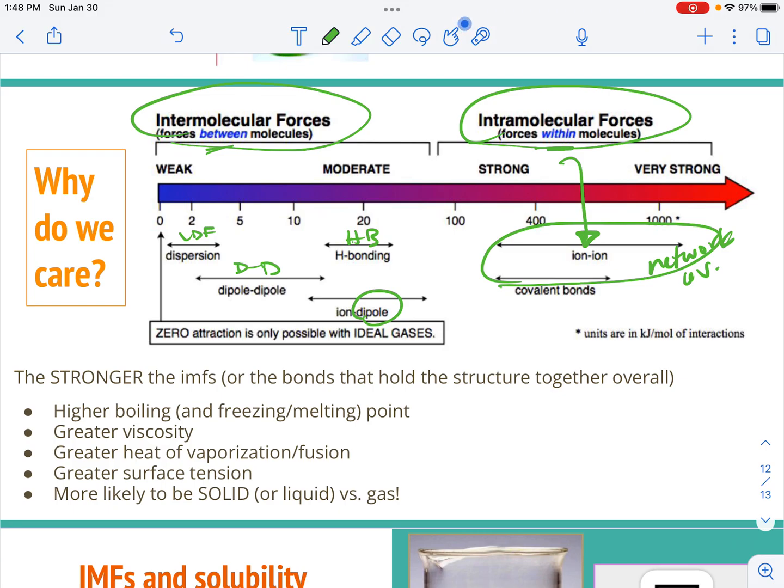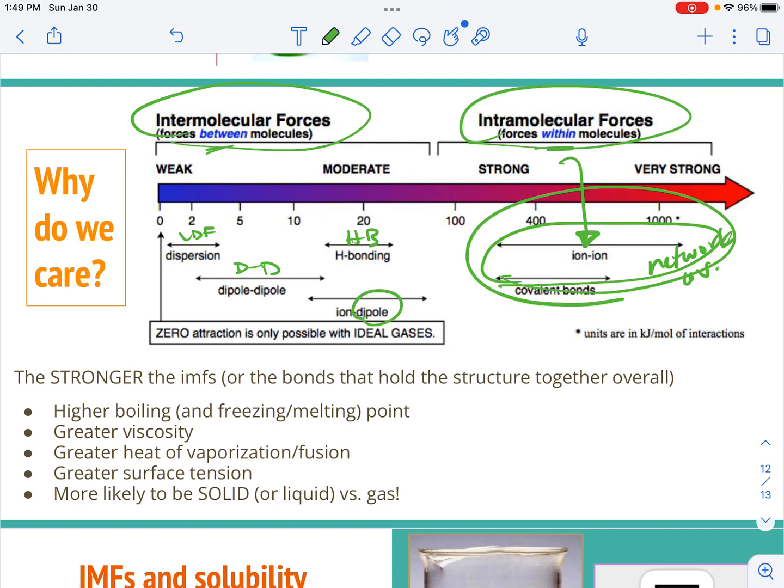And then, of course, the reason we really care is because the stronger the intermolecular forces, or if we're talking about ionic or network covalent, the stronger the bonds that hold that structure together, the greater the boiling point, the greater the freezing or melting point, the greater the viscosity. Remember, viscosity means resistance to flow. So the less likely it is to flow quickly if it's a liquid. It flows less easily if the intermolecular forces are stronger. That should make sense. It takes more energy to vaporize or melt. That would be the heat of fusion or heat of vaporization tie-in.